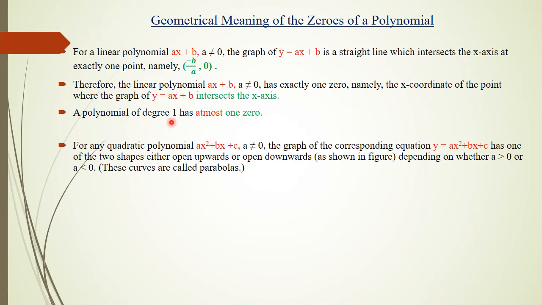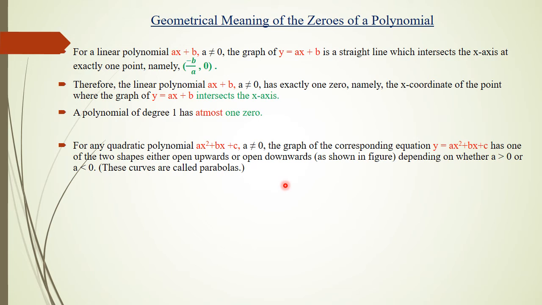Next, any quadratic polynomial which is in the form of ax square plus bx plus c, if I plot a graph considering y is equal to ax square plus bx plus c, it can have either of two shapes. The first one is in the shape of u, which is open upwards if the a value is greater than 0, or I can have a u-shaped curve open downwards if the a value is less than 0. These curves are called parabolas. Now there are multiple cases where these parabolas can cut the x-axis. It can cut the x-axis in 2 points or in 1 point, or it cannot cut the x-axis. All these three cases can be possible.